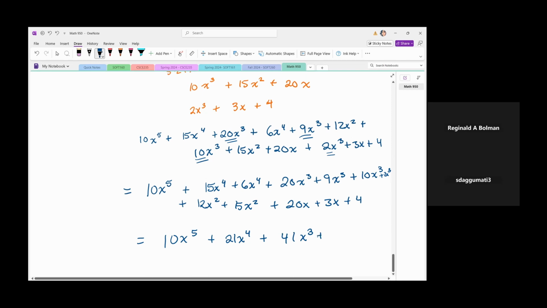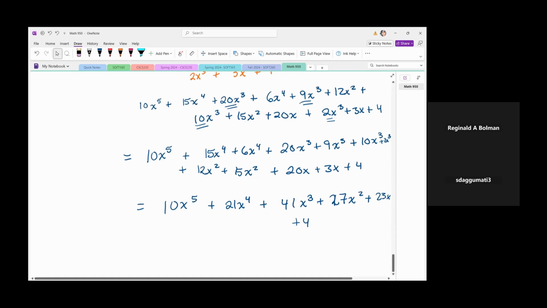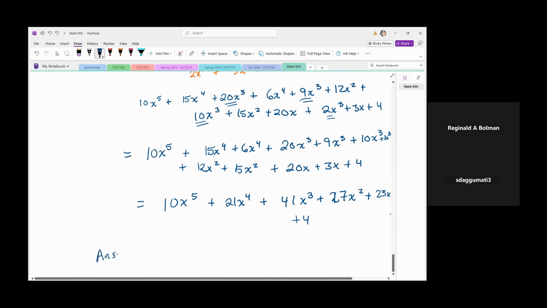Of course, that will be added with 12x squared plus 15x squared, which 10 and 10 is 20, 5 and 2 is 17. So you've got 27x squared, 20 and 3x, I'm sorry, 20x plus 3x is 23x, and you have a 4 left over. So your answer, after everything is said and done, is 10x to the fifth plus 21x to the fourth plus 41x to the third plus 27x squared plus 23x plus 4.